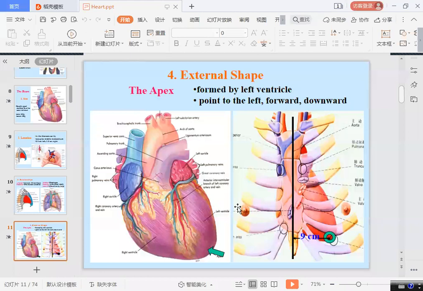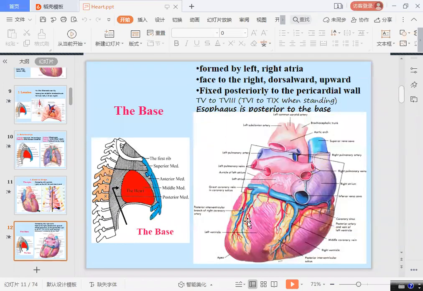The apex is actually the pointed part, or the head, of the heart, and I told you that the heart lies on its apex. So the apex is downward. The base of the heart is upward. The base of the heart is on the right side, dorsally upward, and it is fixed. So this base of the heart is fixed posteriorly with the pericardial wall.